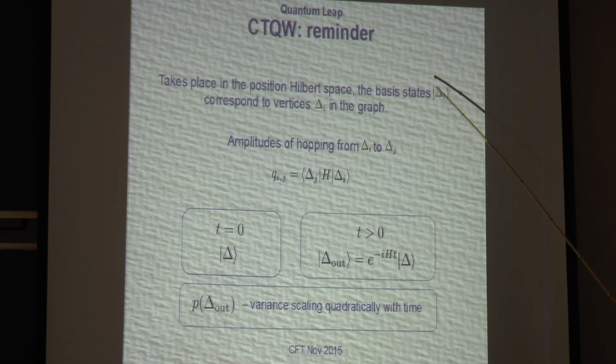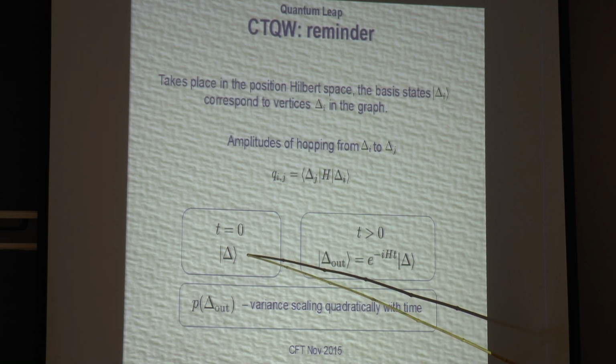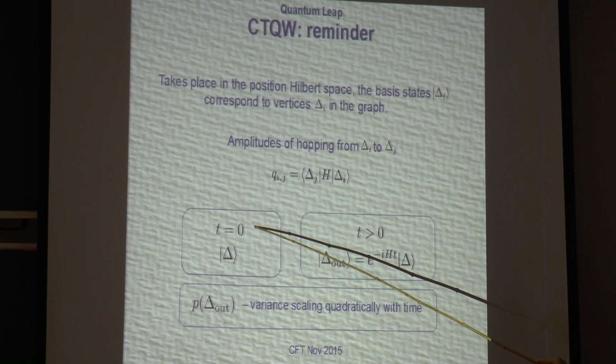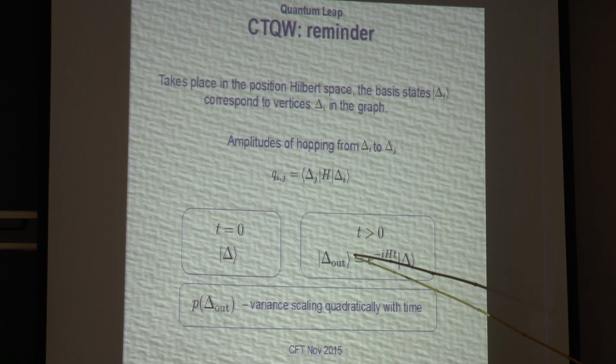A quick reminder of the continuous time quantum walk. It takes place on a graph, and the Hamiltonian sets the amplitude for the particle hopping from one vertex to another. I am starting with a well-defined position in the graph in the initial moment, and after some time I should obtain statistics of the outcomes, and the statistics should follow ballistic spread.